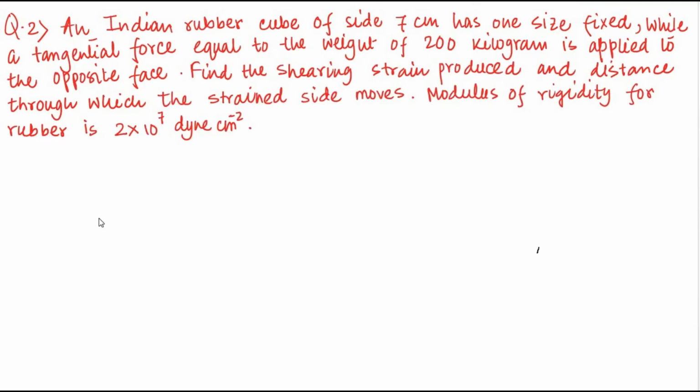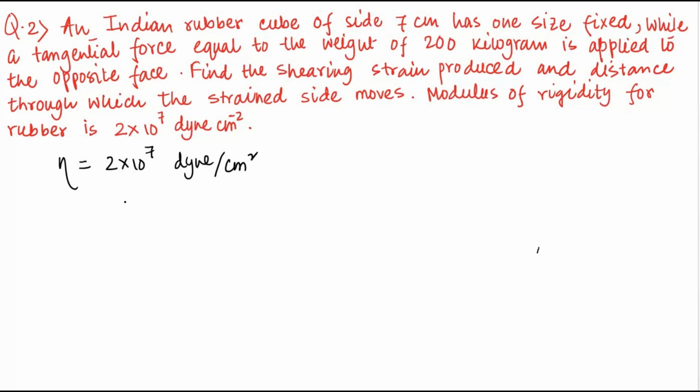Question number 2. An Indian rubber cube of side 7 cm has one side fixed while a tangential force equal to the weight of 200 kg is applied to the opposite face. Find the shearing strain produced and the distance through which the strained side moves. Modulus of rigidity for rubber is 2 into 10 to the power 7 dyne per centimeter square. So the modulus of rigidity eta is equal to 2 into 10 to the power 7 dyne per centimeter square.